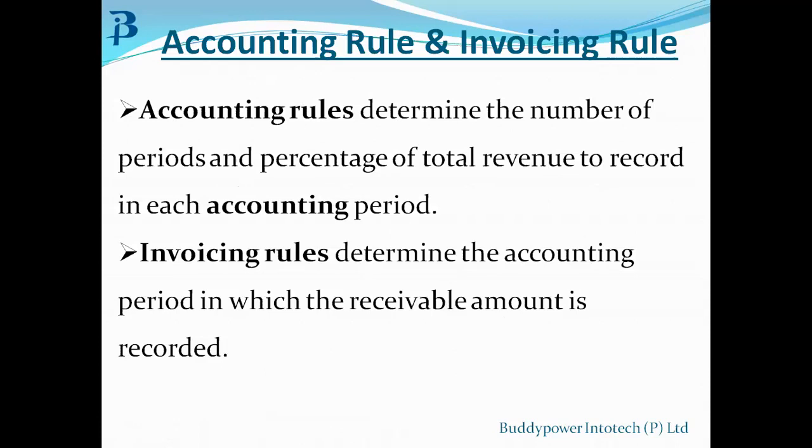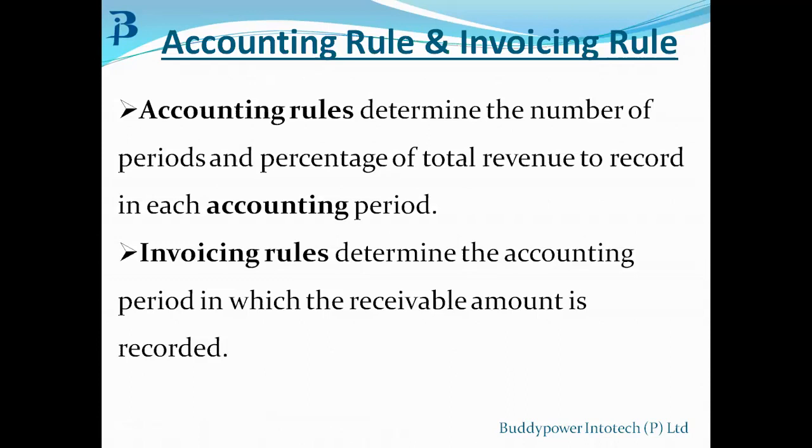So basically, accounting rules determine the accounting period or periods in which the revenue distributions for an invoice line are recorded. Whereas invoicing rules determine the accounting period in which the receivable amount is recorded. So you can assign invoicing and accounting rules to transactions that you import into receivables using auto invoice, and to invoices that you create manually in the transaction window. So you can put these rules on either, whether you are importing receivables using the auto invoice, or the transactions that you enter manually, right?